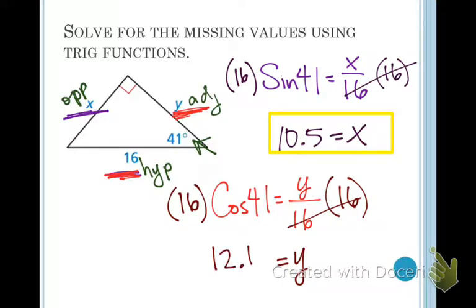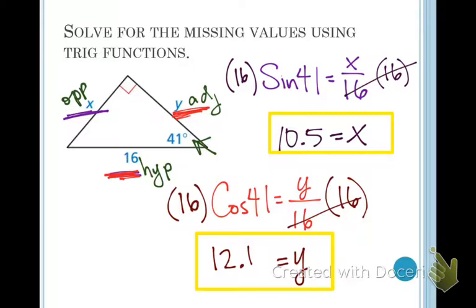So what I want you all to see, because I'm not seeing it on the homework. Did I just circle 10.5 and 12.1? No, I had to write x equals and y equals. So you need to make sure you're telling me what variable is which, because if I don't see it, it's wrong, okay? What is the only difference between the equation where we found x and the equation where we found y? Sine and cosine.